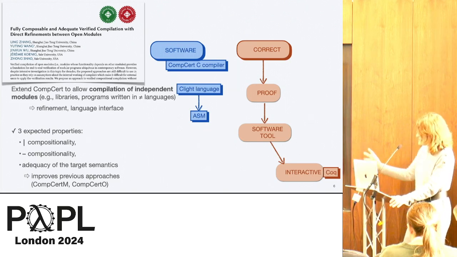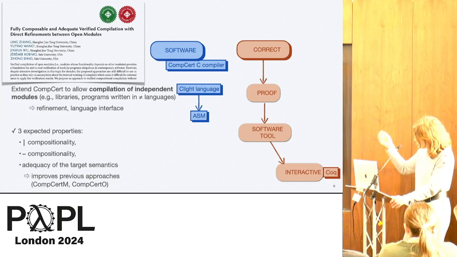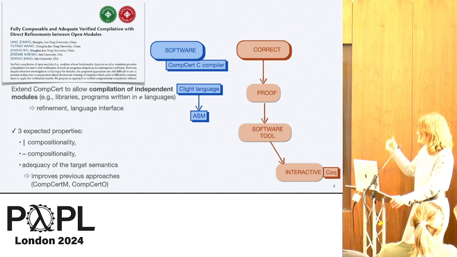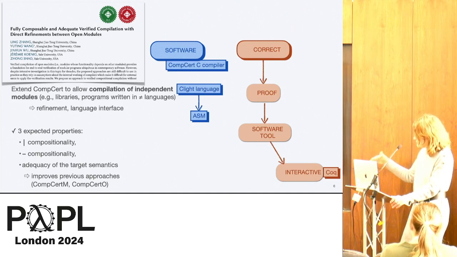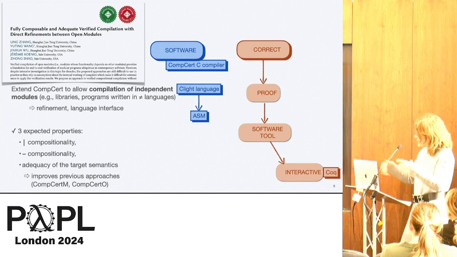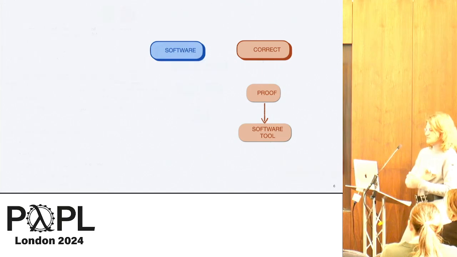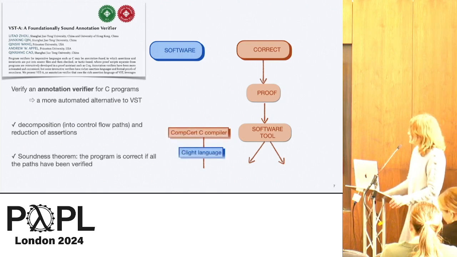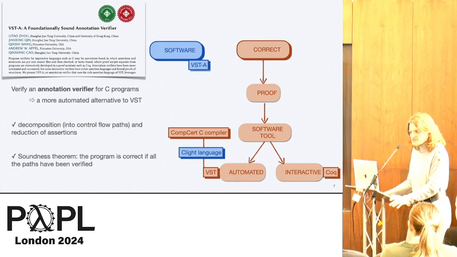And what they describe in the paper are the expected properties for proving this thing. This notion of vertical compositionality that already exists in CompCert, but also horizontal compositionality and a notion of adequacy. And they explain in the paper how the three can be used together. And the last paper shares the same goal as the first one.